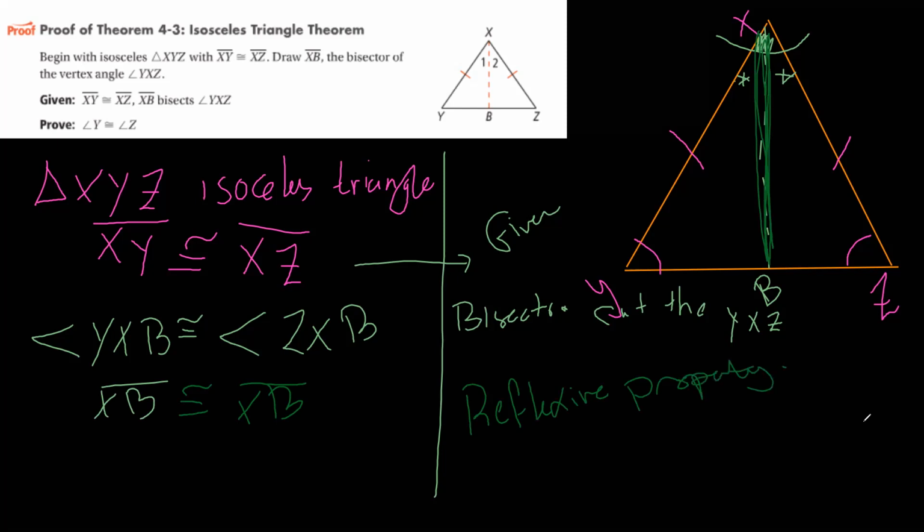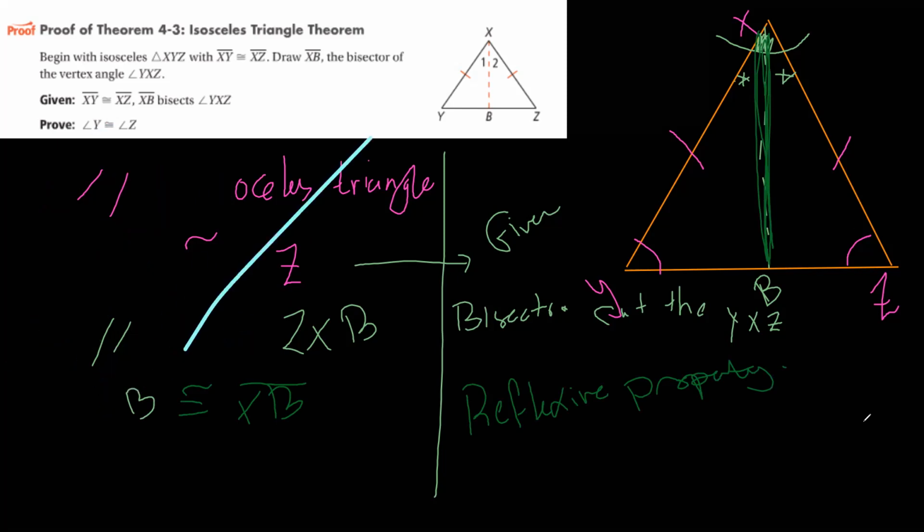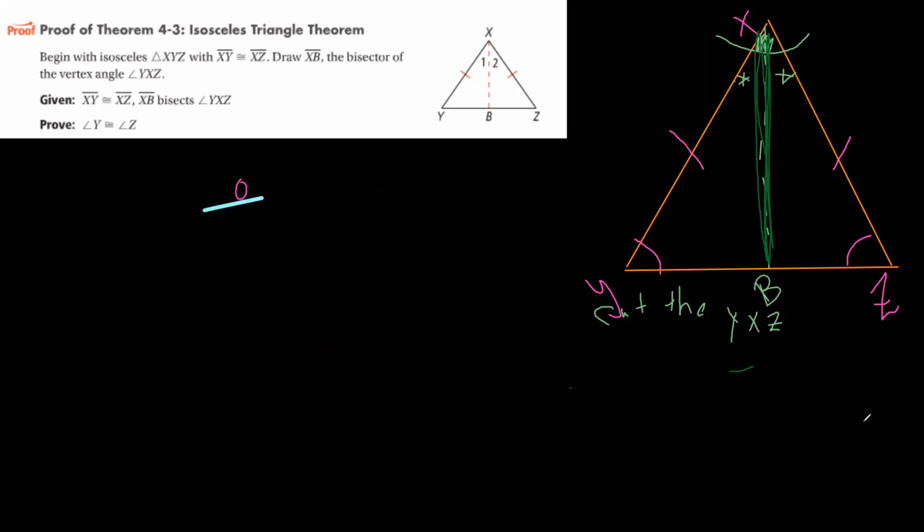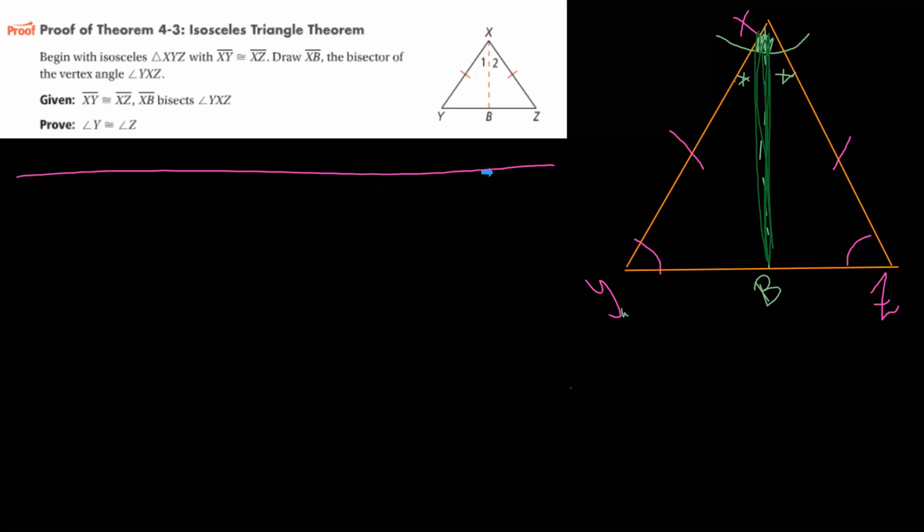So now what did I have after that? I have an angle, a side, and another side. Is it right? Yes. So let's now write it here as a two column proof. Wait. Here.